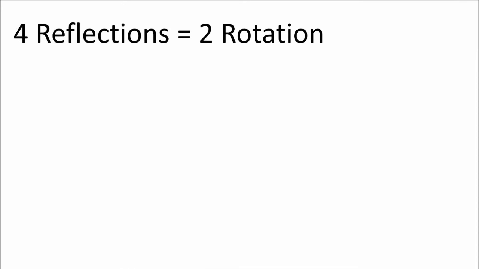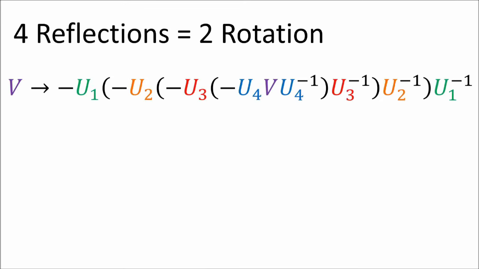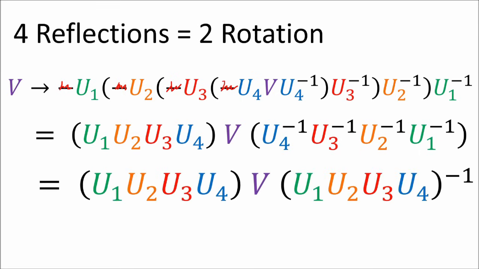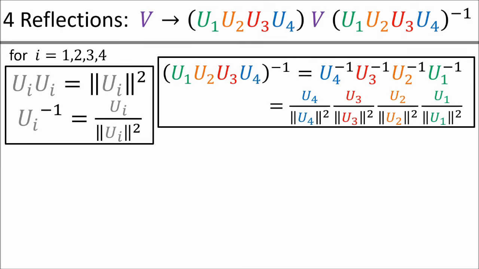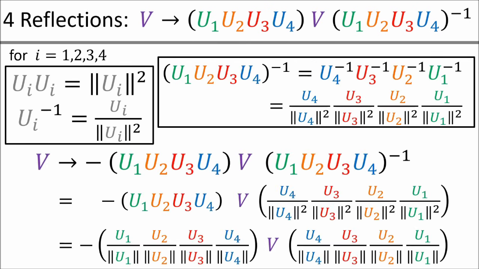If we do 4 reflections, this equals a pair of rotations, which combine together to just give another rotation. We get no negative sign in front and a versor of length 4. The rules for inverse are the same as before. And we can keep going with larger and larger versors.